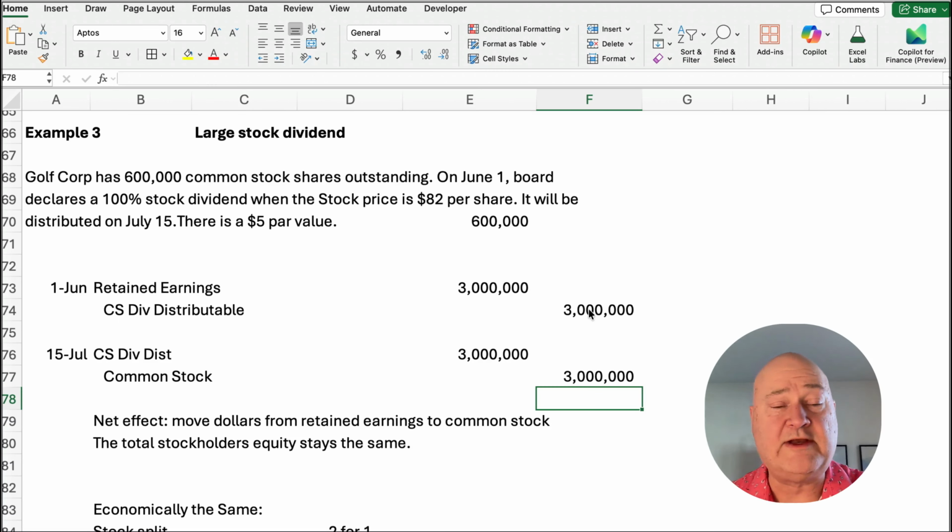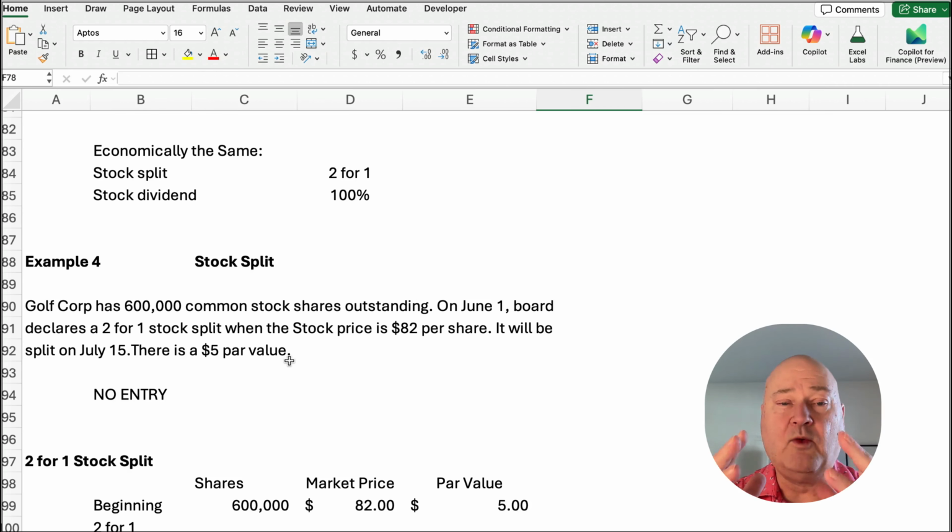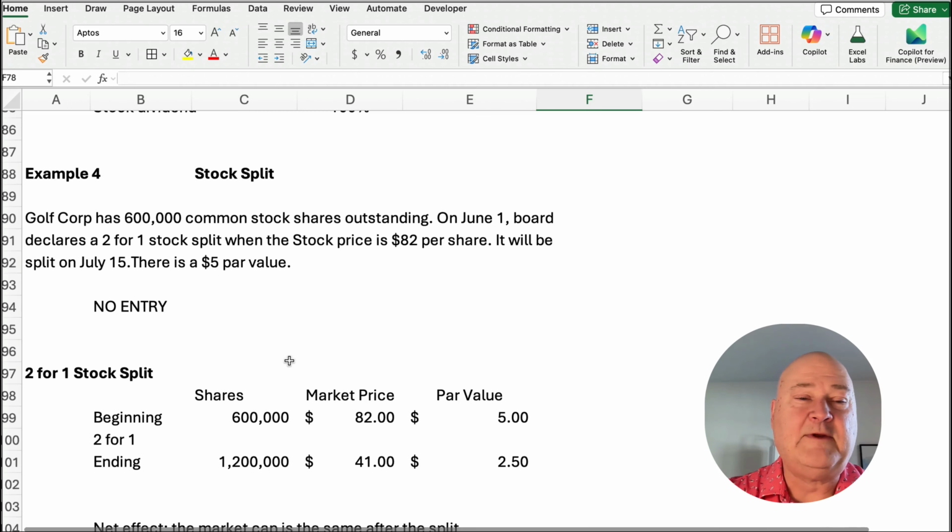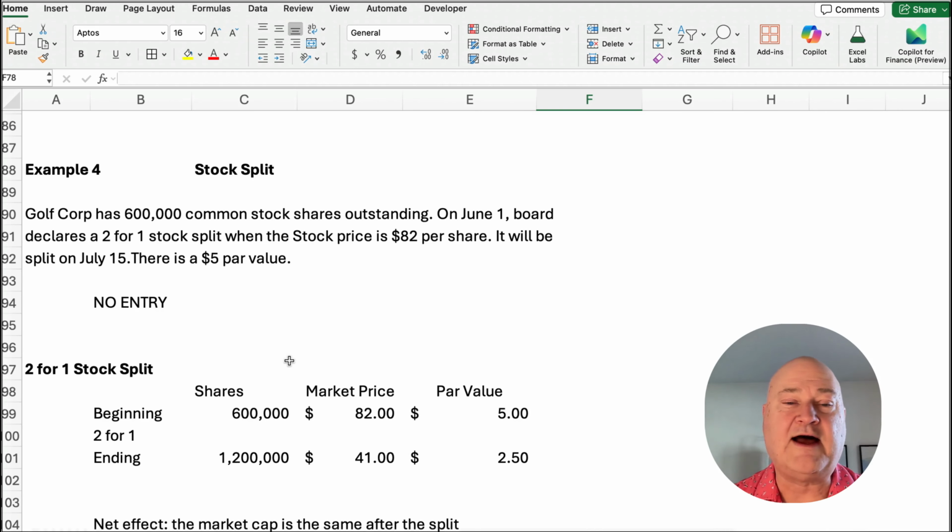Now, you might be asking about a stock split. Well, a stock split, the classic one is a 2-for-1 stock split. So you're assuming one share magically splits into 2 shares. And so it's economically the same. A 2-for-1 stock split or 100% stock dividend are exactly the same. So let's do the stock split. You're going to love this entry. Don't look ahead. But let's say we have 600,000 shares of common stock. We do a 2-for-1 stock split.